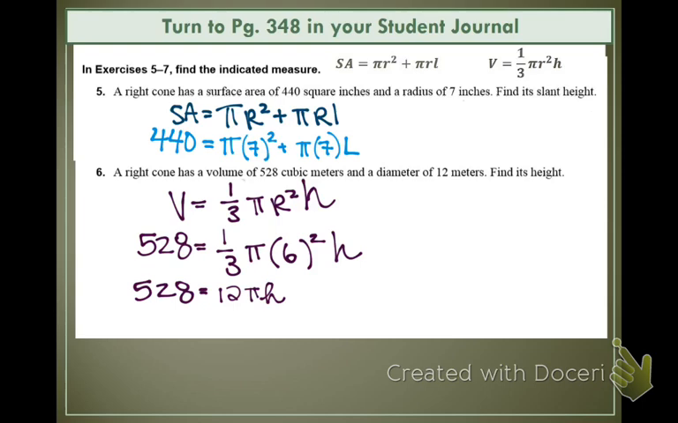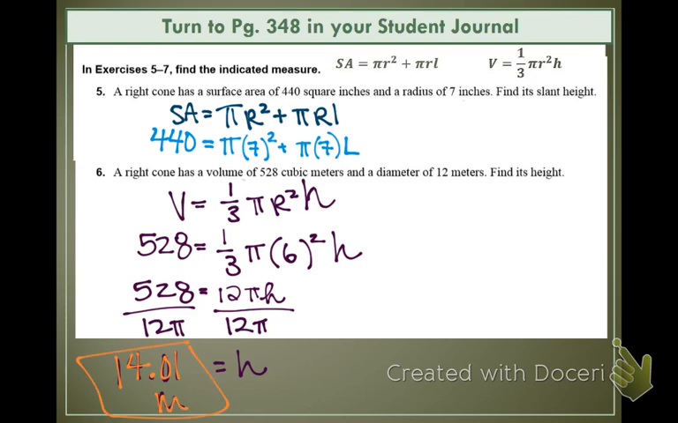Congratulations. All right, so what's happening to h? It's being multiplied by 12 pi. So what's the opposite of multiplying by 12 pi? Dividing by 12 pi. It's not 14, it's 14.01. Remember, go to the hundredths. And it is in meters. Is it squared? No. It's not cubed. So it's just meters. That's it. You should have done it on your paper and in your calculator anyways.